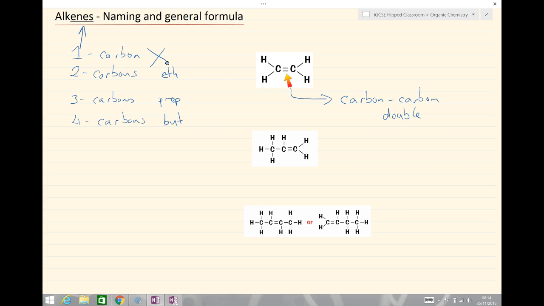Number 1, why don't you have a go at naming number 1? I'll give you a couple of seconds. There we go, well done. If you got this, 2 carbons, so it's eth-ene. Notice the ending -ene. This time have a go at number 2. That's right, we count up the number of carbons as 1, 2, 3. That makes this prop-ene.